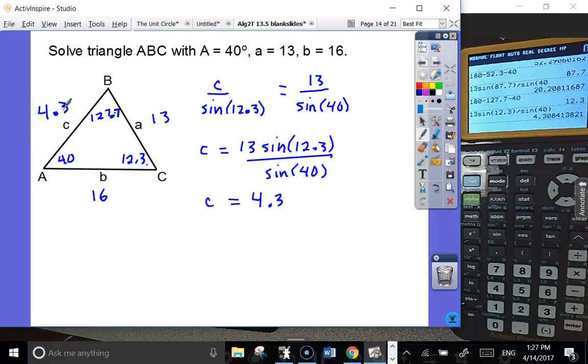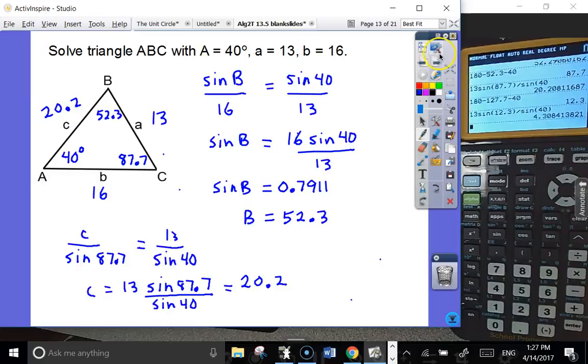And now again, let's check. The biggest angle, 127.7, is across from the biggest side, 16. The smallest angle, 12.3, is across from the smallest side, 4.3. So it fits that.